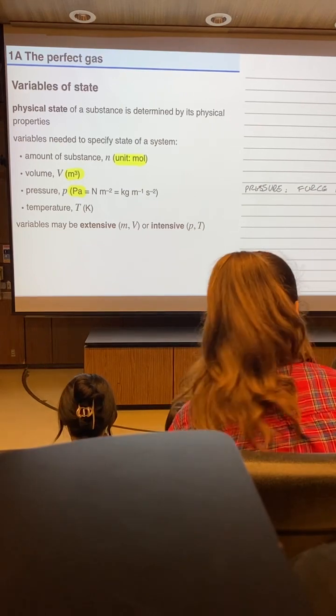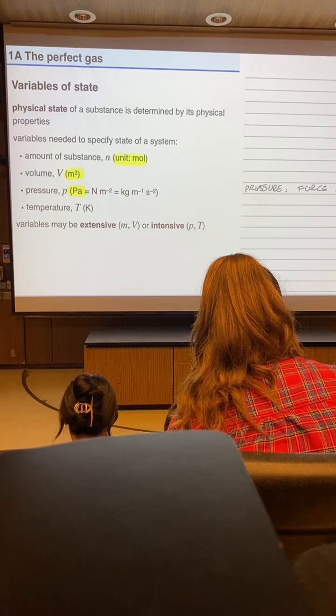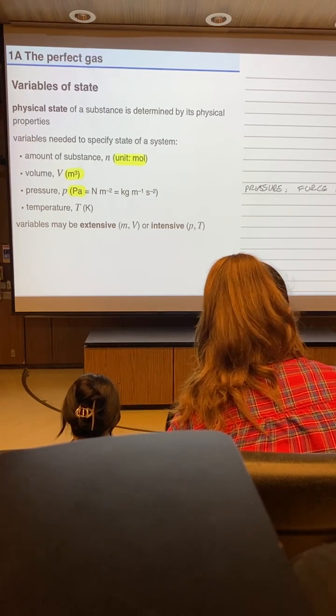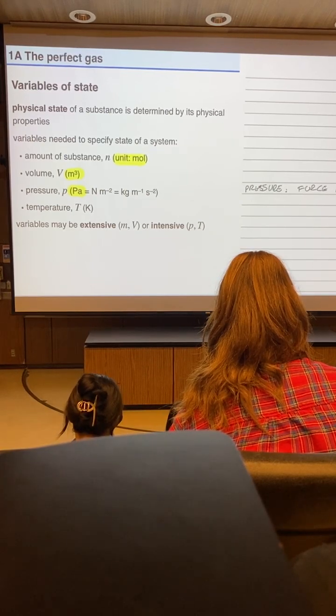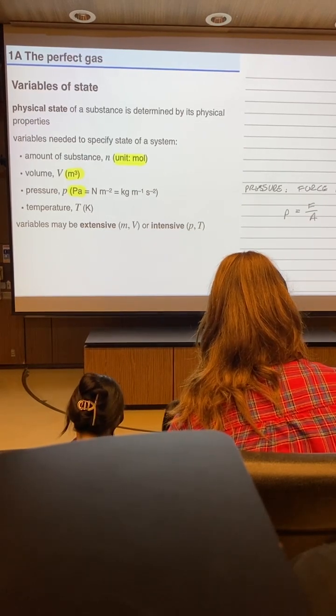So every time a molecule hits the surface, it bounces off. And as it bounces off, you've changed its momentum. And because you've changed its momentum, you've applied a force. Okay, so that's the force that's going to give rise to the pressure. It's the force per unit area. So pressure is force divided by area.